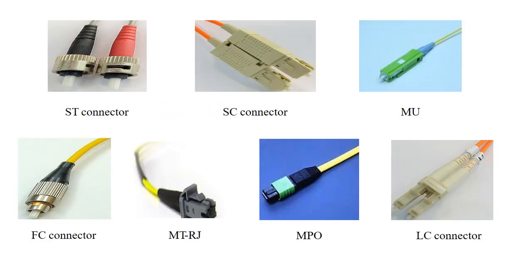These are the ST connectors. ST connectors look like this, the SC connector is like this, and MU is this, the FC connector is like this, and MT-RJ will be like this, and the MPO and LC connectors. These are the different types of connectors and their figures, which are all used for the connection purposes of fiber splicing.